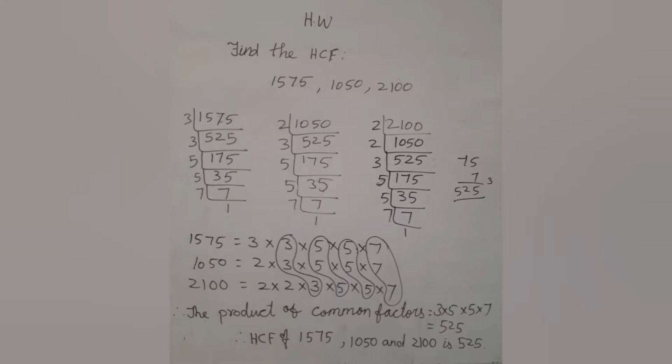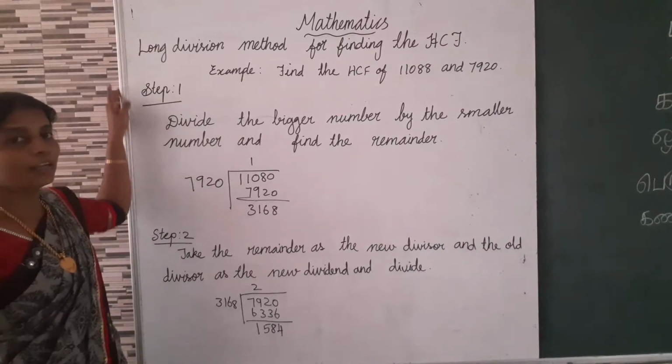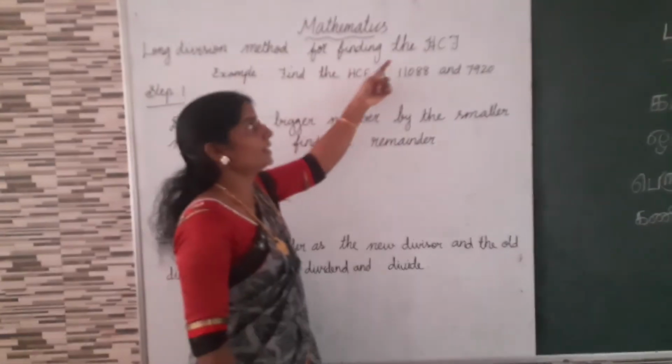So, the HCF of 1575, 1050 and 2100 is 525. That is the answer. Last class, we learned the prime factorization method for finding the HCF, that is the highest common factor. Today we are going to study the long division method for finding the HCF.